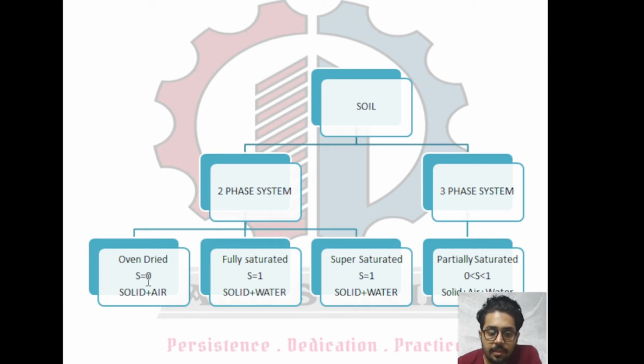Here you can see S equal to 0. This S represents the degree of saturation. We will talk about this later, what is degree of saturation. Just remember this: in case of oven dried, the soil is totally dry, so no amount of saturation is present, that's why the degree of saturation is 0. In case of fully saturated, the soil is fully saturated, that's why the degree of saturation is 1. In case of the super saturated condition also the degree of saturation is 1. In case of partially saturated, the degree of saturation is in between 0 to 1.